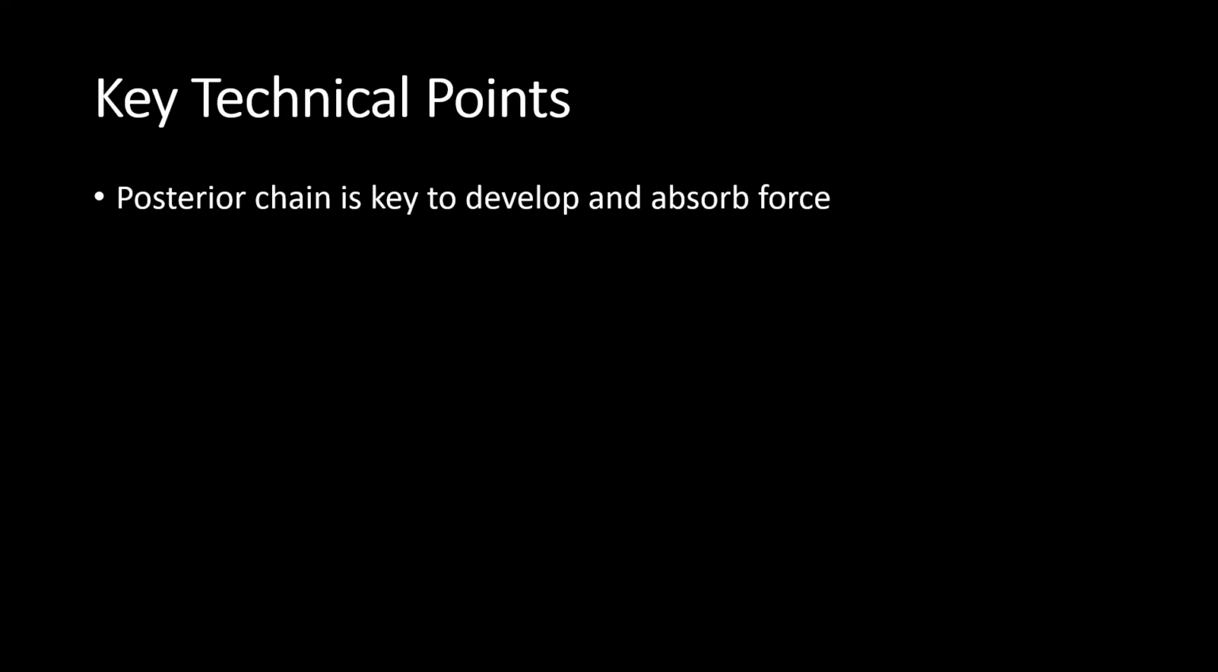Okay, so lastly, some technical points that I want you to remember. Posterior chain is key to developing and absorbing force. That is where our power comes from, and our safety comes from, is from our glutes, our hamstrings, and our calves. That posterior chain is key to developing and absorbing force.